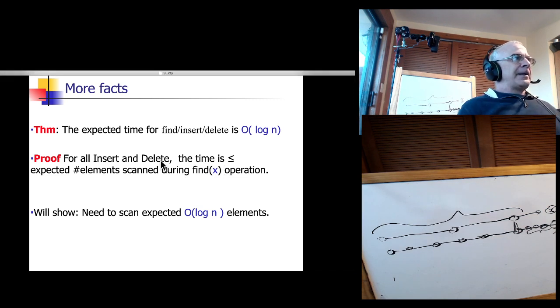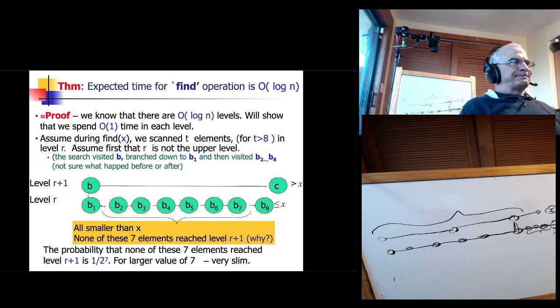So in all these cases, the time for insert and the time for delete is dominated by the time that the find operation takes. The find operation is where the bulk of the time is spent, so let's prove that find takes only log n time, and from this the proof for the insert and delete will follow. So how do we prove it?